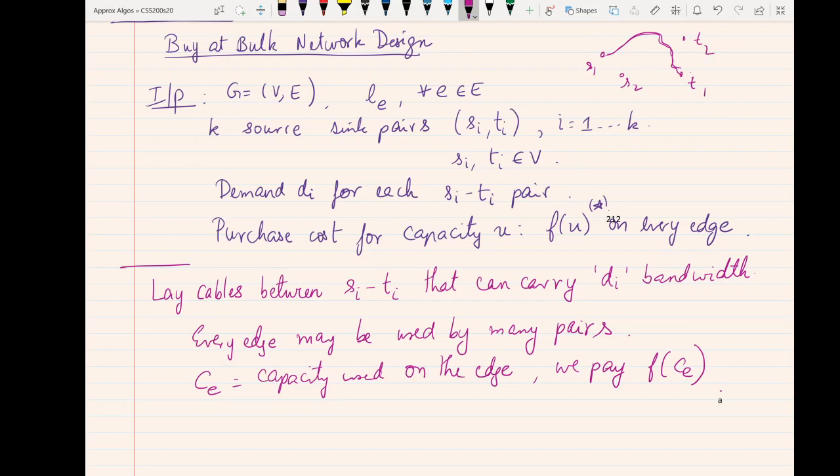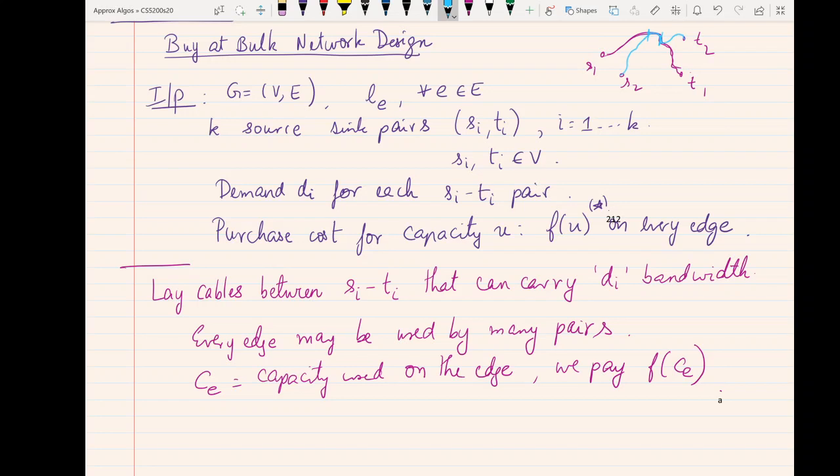Now, to route S2 and T2 also, you went ahead and used this edge again and put D2 amount of demand, or D2 amount of bandwidth cabling, between S2 and T2 using a single path. Now you need only a single path per Si-Ti pair in this problem. If you look at this edge over here, it is being used twice, both for S1T1 and S2T2.